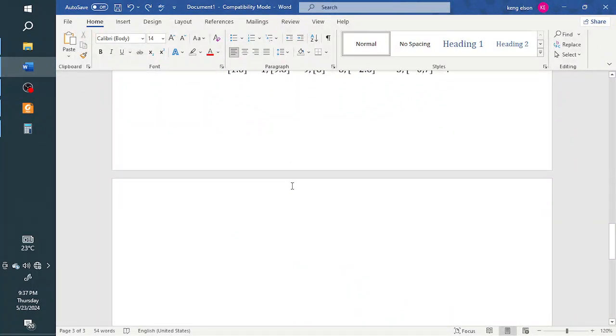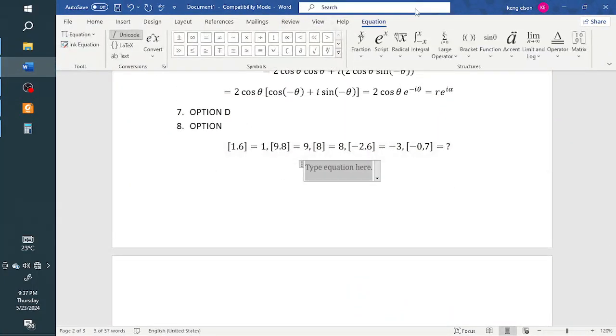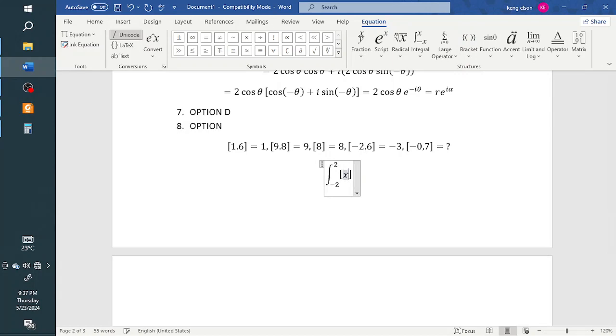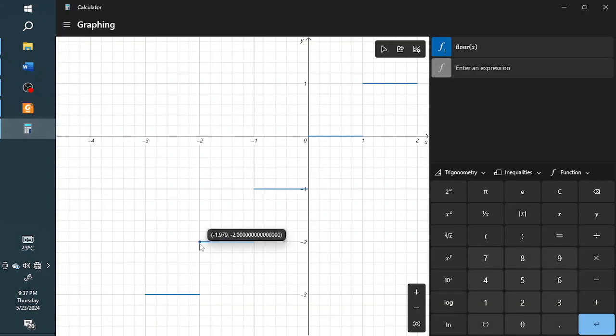Alright, so the integral from -2 to 2 of the greatest integer of x dx, this is the floor function denotation, is equal to, we are going to split it, right? Now let's go back to our intervals. We begin from -2 right up to -1, then we go from -1 right up to 0, then from 0 to 1, then from 1 to 2.